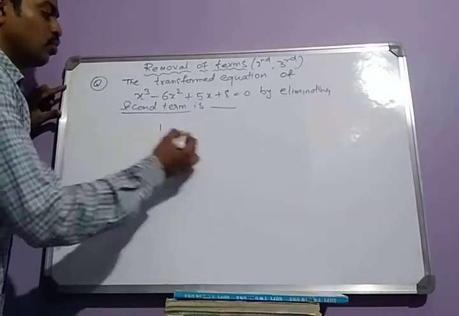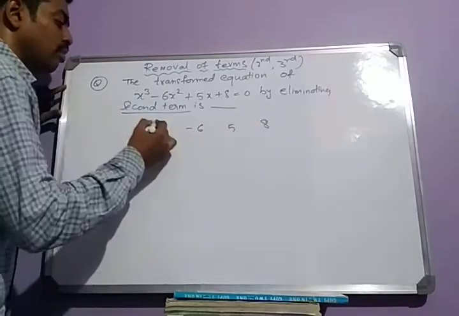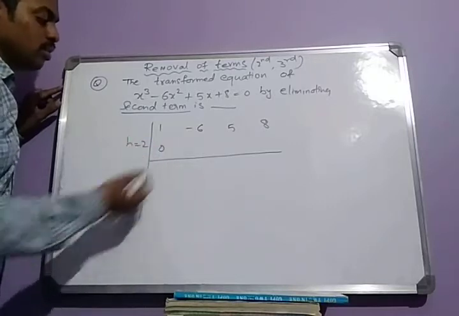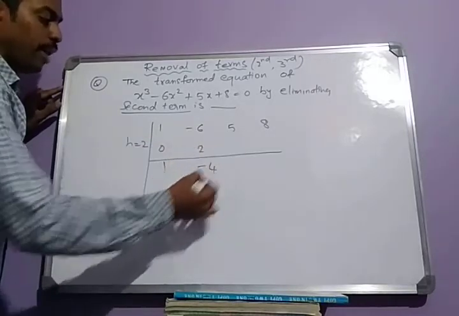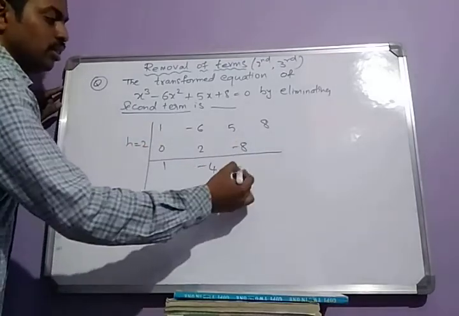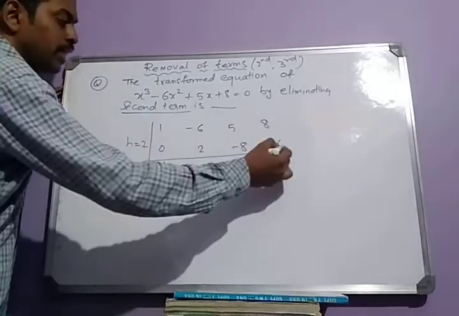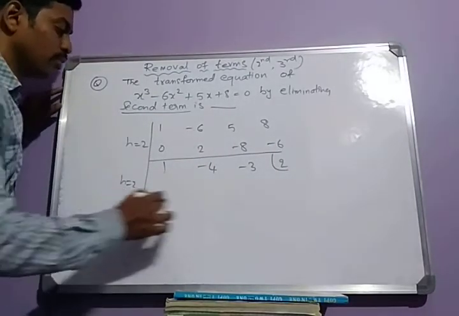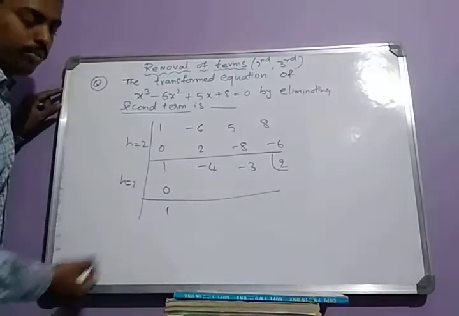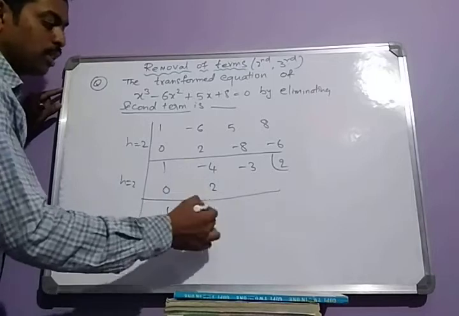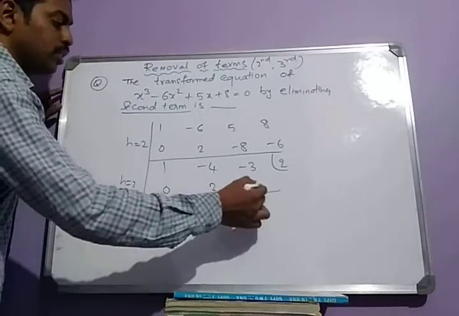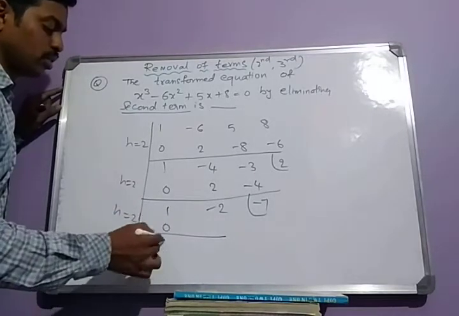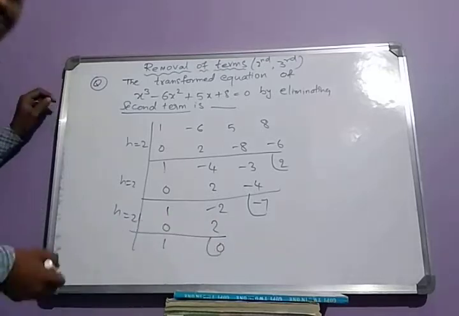So take the coefficients 1, minus 6, 5, 8. We are taking h is equal to 2 because just now we found it. 1 2s are 2, minus 4 2s are minus 8, minus 3 into 2 is minus 6. We'll get here 2. Again continue with h is equal to 2. 1 plus 0 is 1. 1 into 2 is 2. Minus 4 plus 2 is minus 2. So minus 2 into 2 is minus 4. Again we continue the division with h is equal to 2. 1 2s are 2. Over. Our division process is over.